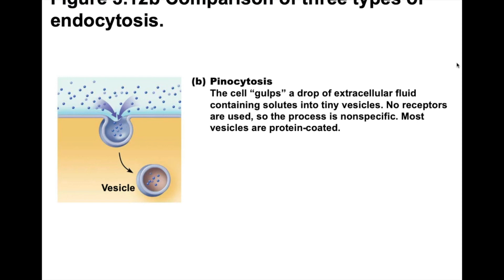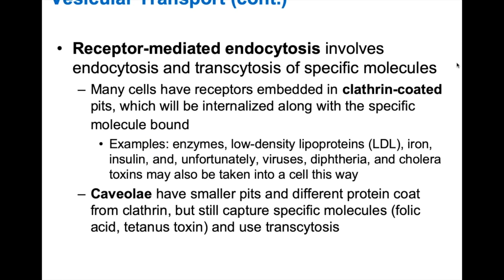So pinocytosis is called cellular drinking. It's kind of like a gulp of water, where it's a large amount compared to passive transport of water through our membranes. Next, we have receptor-mediated endocytosis, which involves endocytosis and transcytosis of a specific molecule.